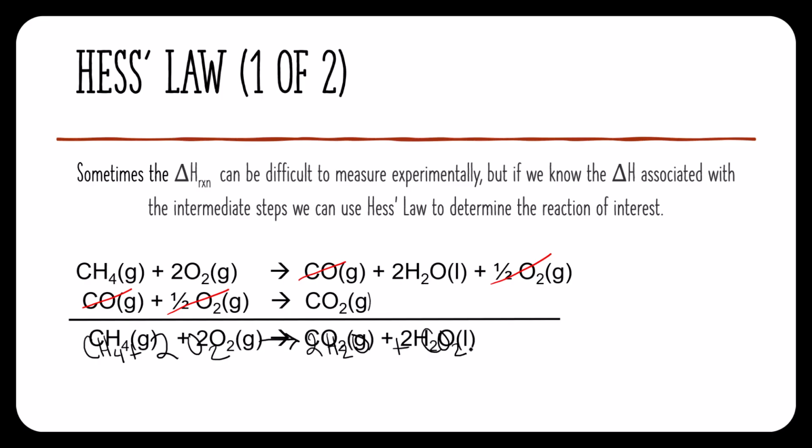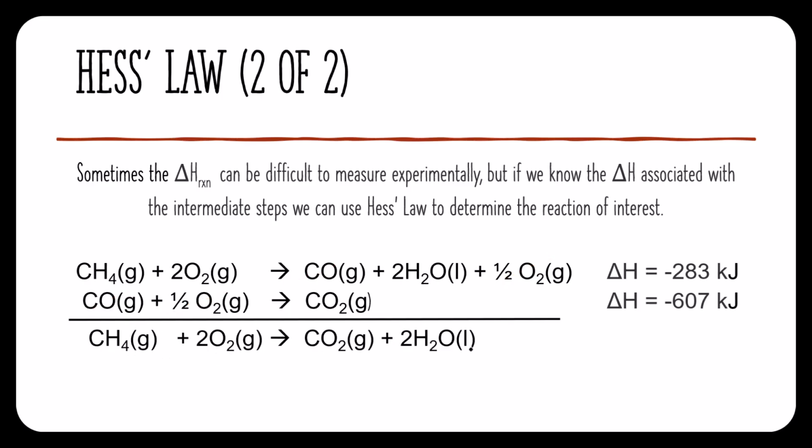And now the easy part for Hess's law is if I know the enthalpy associated with each of those steps, I can then get the enthalpy of this overall reaction by simply adding these two values together. So I think I can do this by hand. So that's 10, 9, 6, 7, 8. And that is negative, so I just added two negatives together. So the enthalpy change associated with this overall reaction is negative 890 kilojoules.